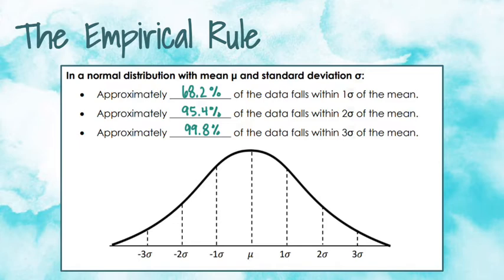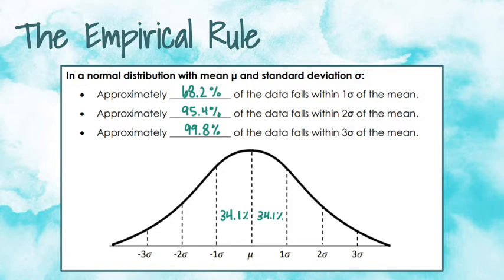So I want us to fill this in. What that means, it says, the first part says 68.2% of the data falls within 1 standard deviation of the mean. So that is this section of the graph right here. So if these 2 sections make up 68.2%, then each section in the middle must make up 34.1% of the data.